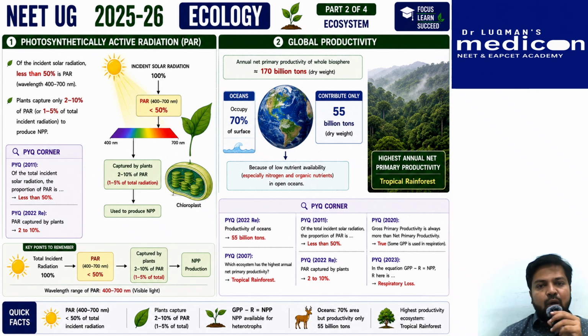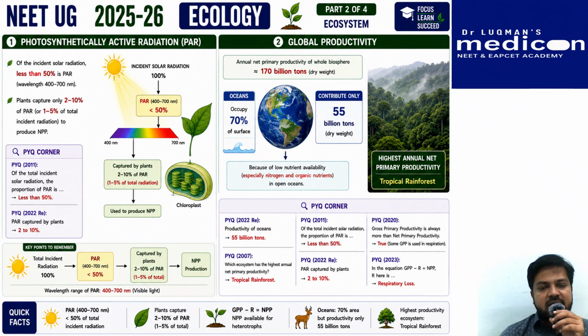Let's see what we mean by global productivity. The term itself is self-explanatory in nature. Annual net primary productivity of the whole biosphere is almost 170 billion tons dry weight. Oceans occupy 70% of the surface and contribute only 55 billion tons dry weight, because of low nutrient availability, especially nitrogen and organic nutrients in the open oceans. Even though they cover 70% of the earth's surface, the dry weight they contribute to net primary productivity is 55 billion tons.